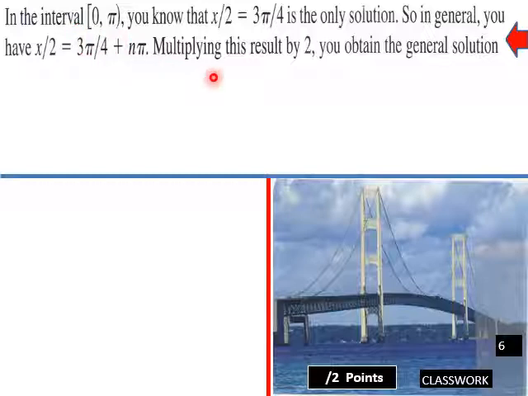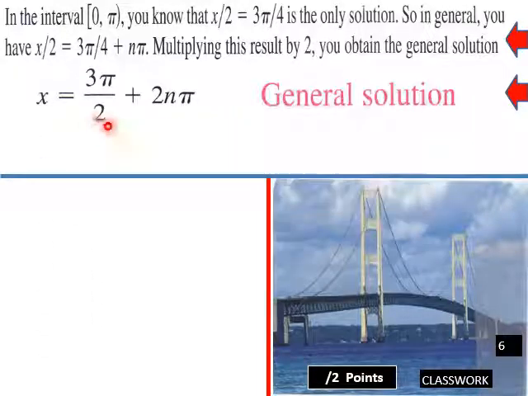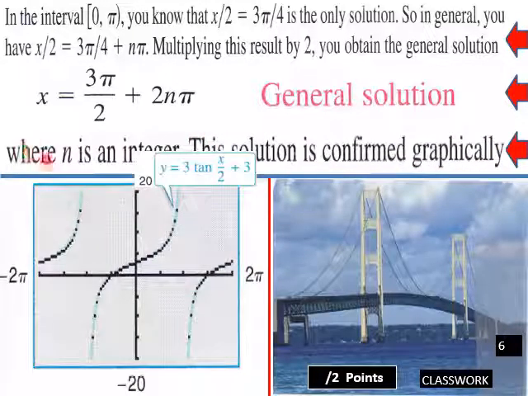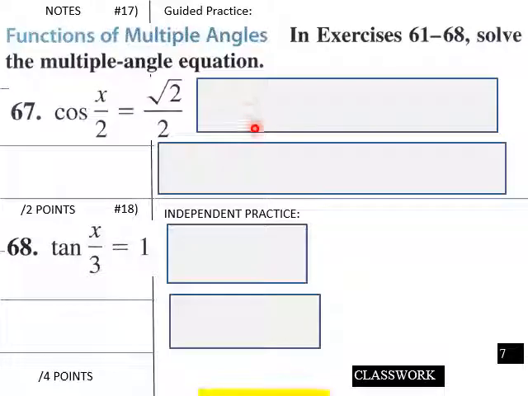So we solve for our first solution, and then we add an n pi to it, because in the interval 0 to pi, it's not 0 to 2 pi, it's 0 to pi. So multiplying this result by 2, you obtain the general solution of x equals 3 pi over 2 plus 2n pi, where n is an integer. This solution is confirmed graphically here. When you graph y equals 3 times tan x over 2 plus 3, it will all come to light, and that will be confirmed.